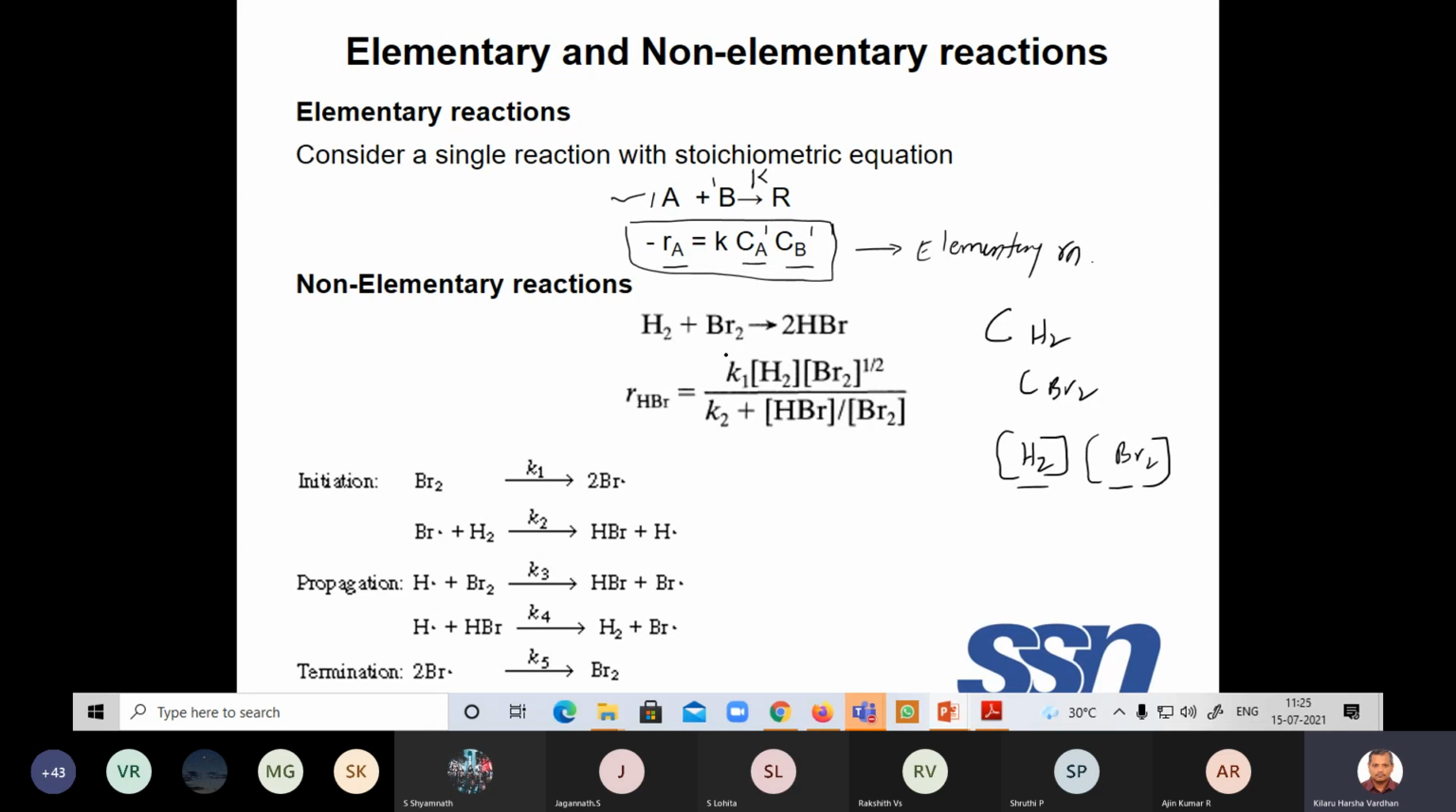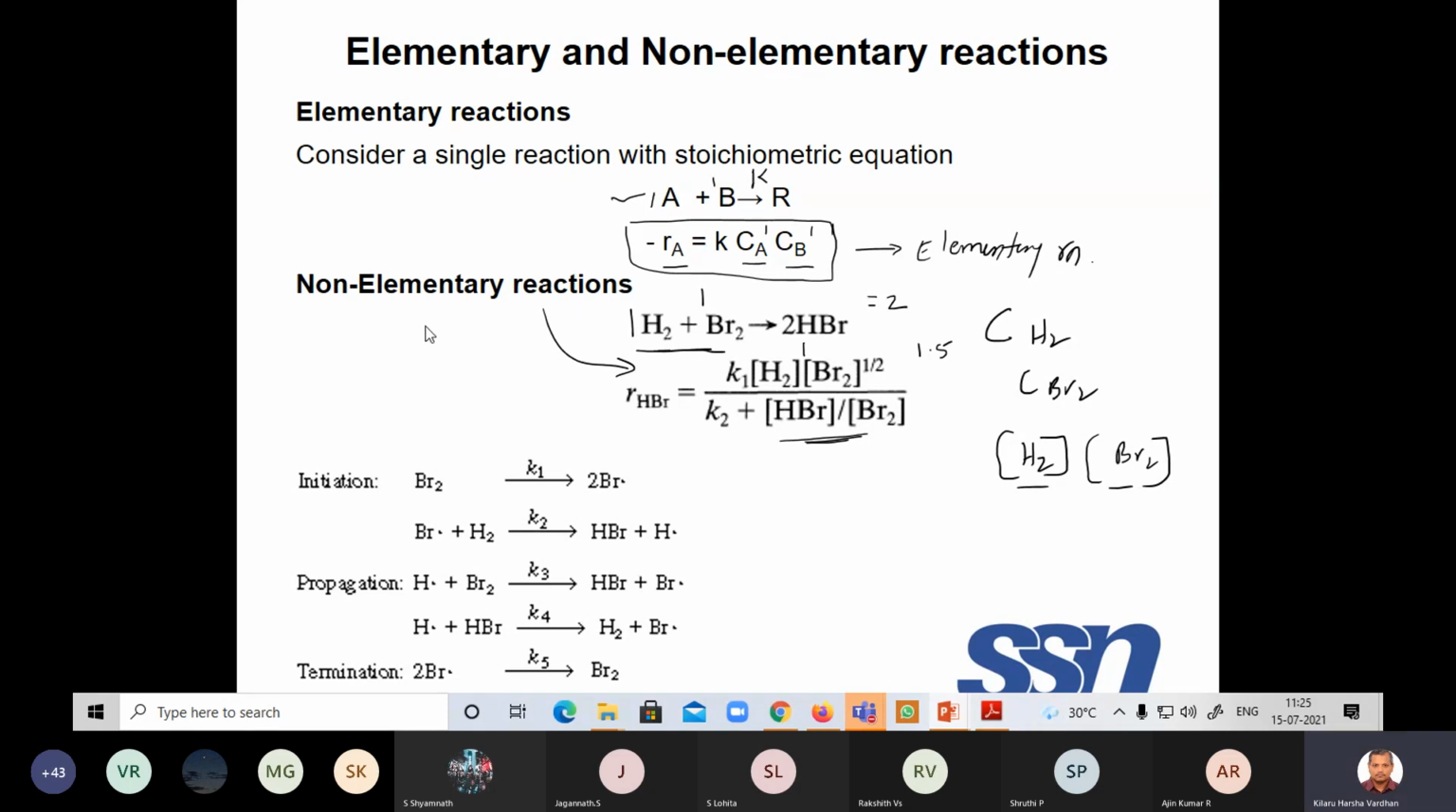Now if you see here, if it were an elementary reaction, this is 1 and this is 1, the order should be 2. But here this is order 1 and this is order half, so it is 1.5. Again, there is some denominator. So this particular rate expression does not correspond to this particular equation. That is why we call this a non-elementary reaction.